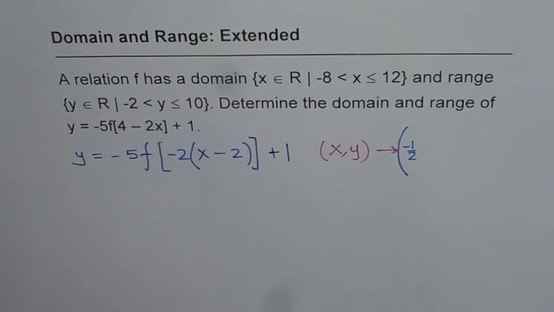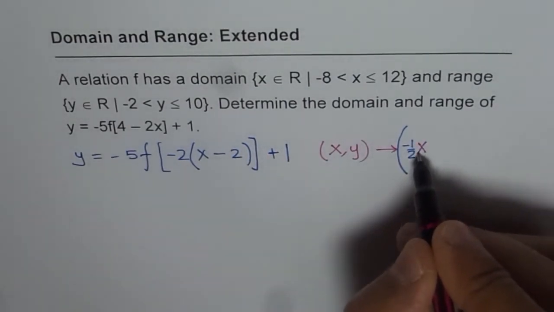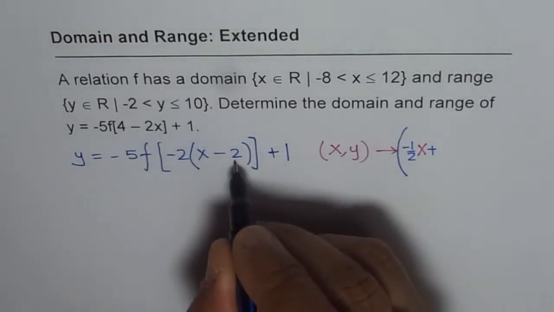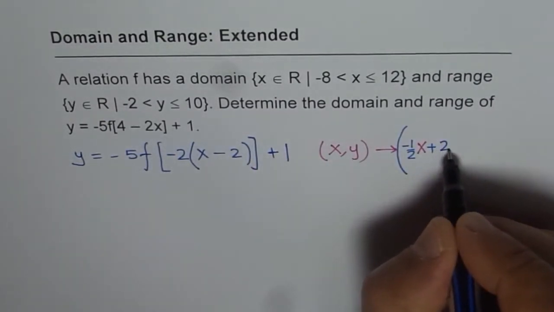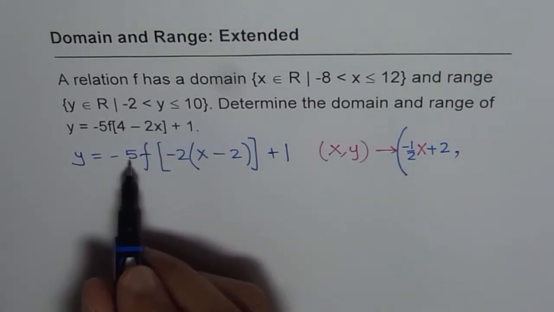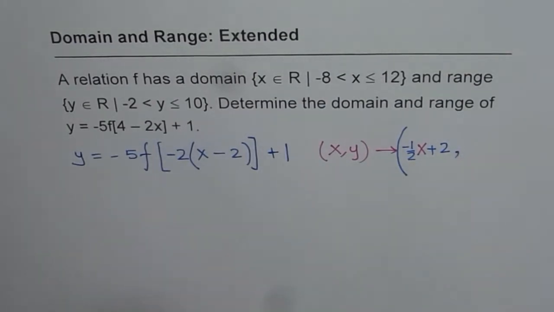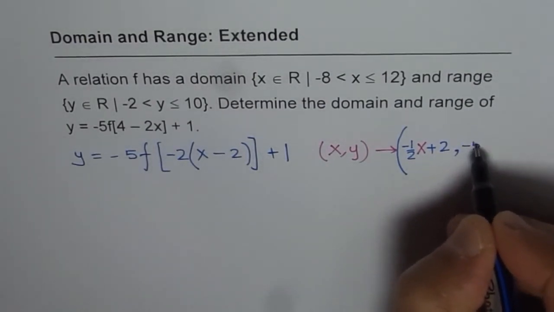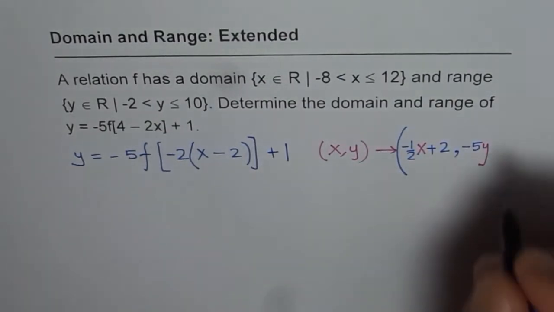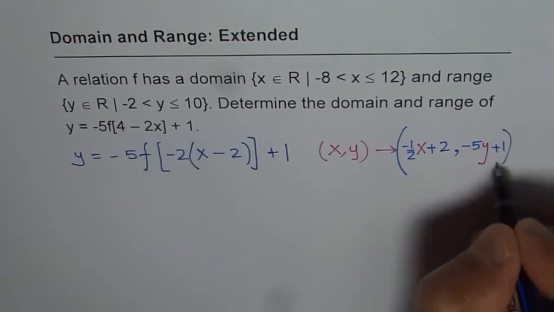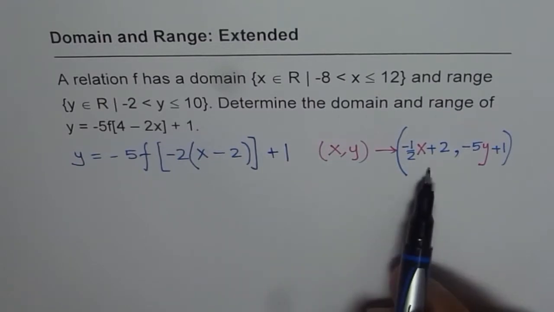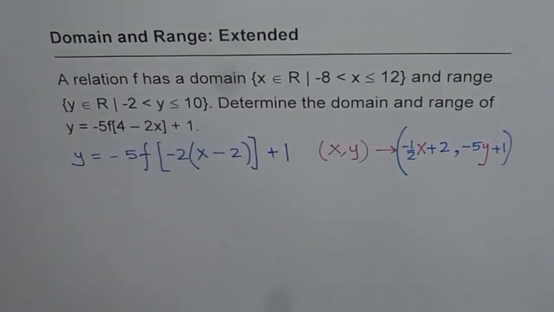Let me write it in red ink. Minus half of this x, and to that we will add 2, since it is moving 2 units to the right. So that is the x value. For the y value, it is -5 times the original y value, plus 1, correct? So that is how points will get transformed. Now we can apply this to these points also.